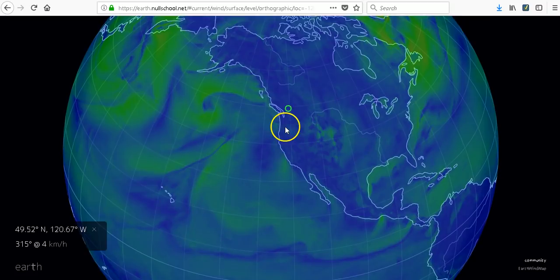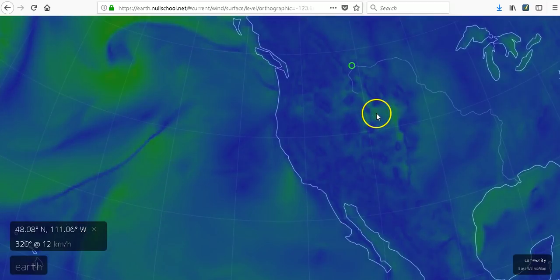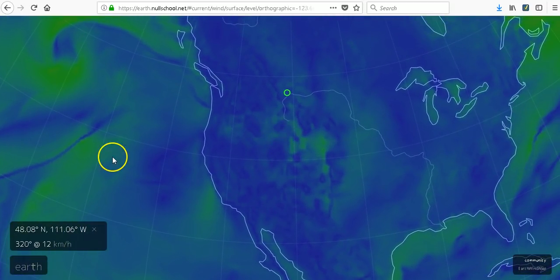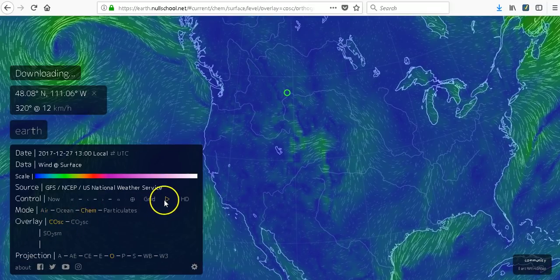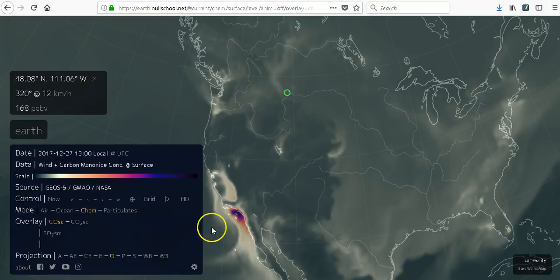All right, let's see the current SO2 emissions in the United States right now. Let's go here to chem. Turn off the wind flow. We do not need the wind flow. Wow, that's a lot of carbon monoxide. Oh, wow. 2375 parts per billion. Wow. Those must be those wildfires. But that looks like it's coming from the ocean. That's weird.